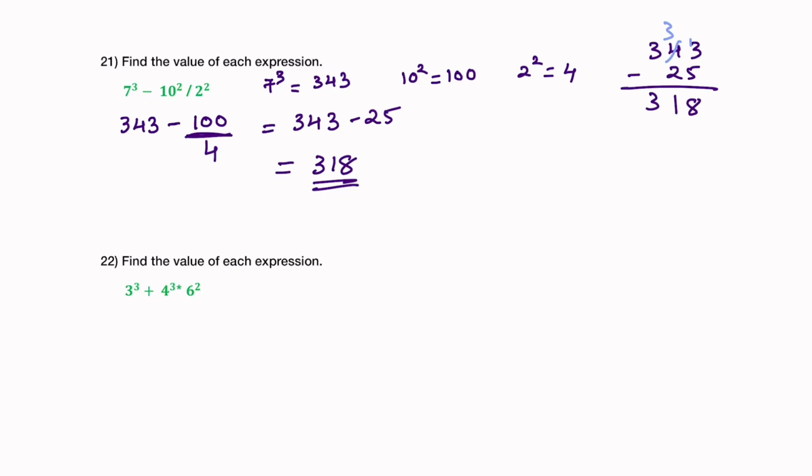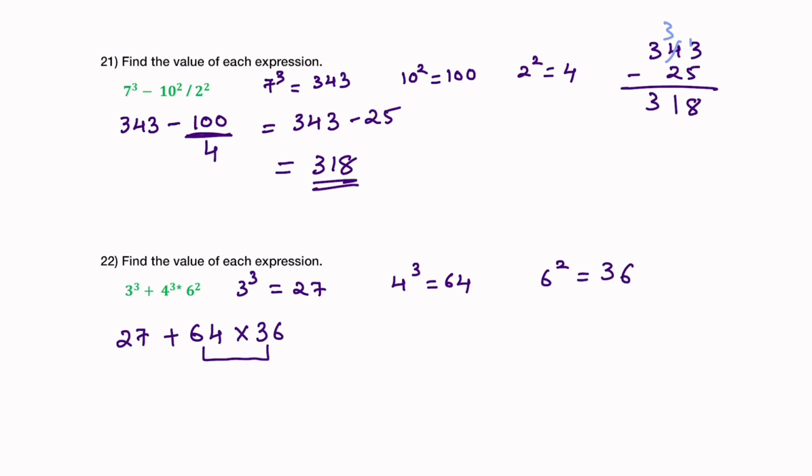Okay. Next, 3 cube is 27. 4 cube is 64 and 6 square is 36. So 3 cube, that's 27, plus 4 cube, that's 64, times 36, that's 6 square, right? So we will do this first, right? So let's do the calculations here.